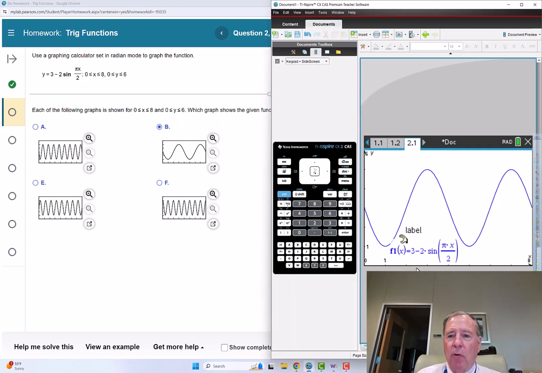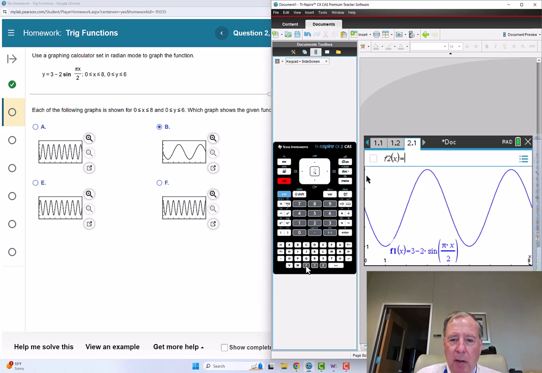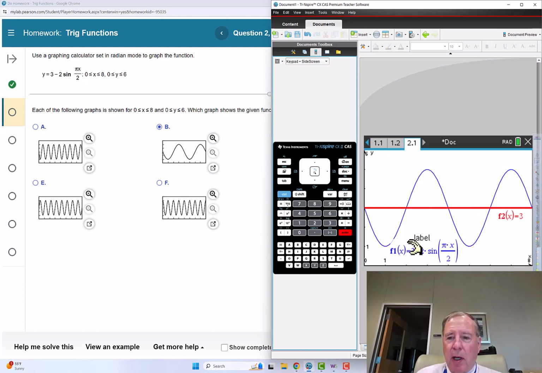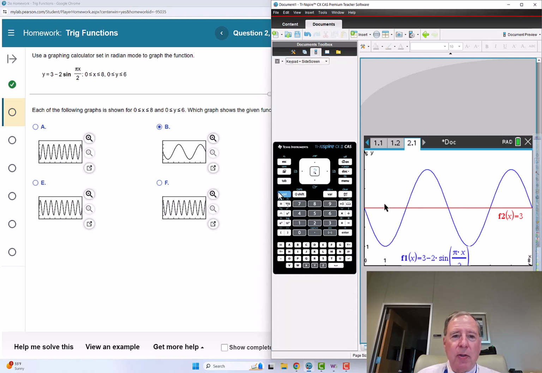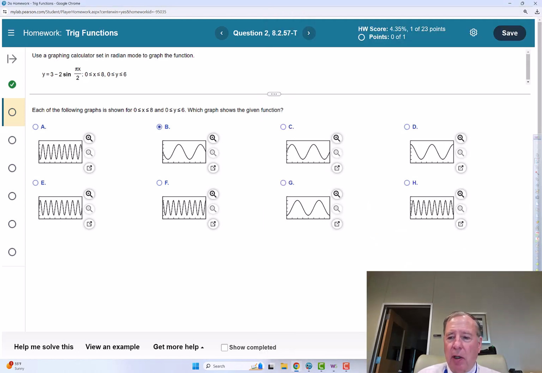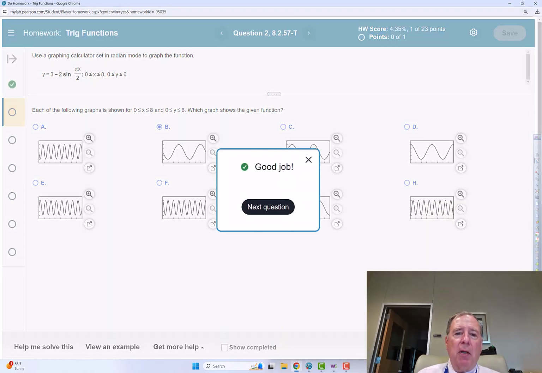And if you do want to make it more clear, we could put in y equals 3. So there's my little neutral axis there. So it is b. We'll go check that answer. Good job. And that concludes this video.